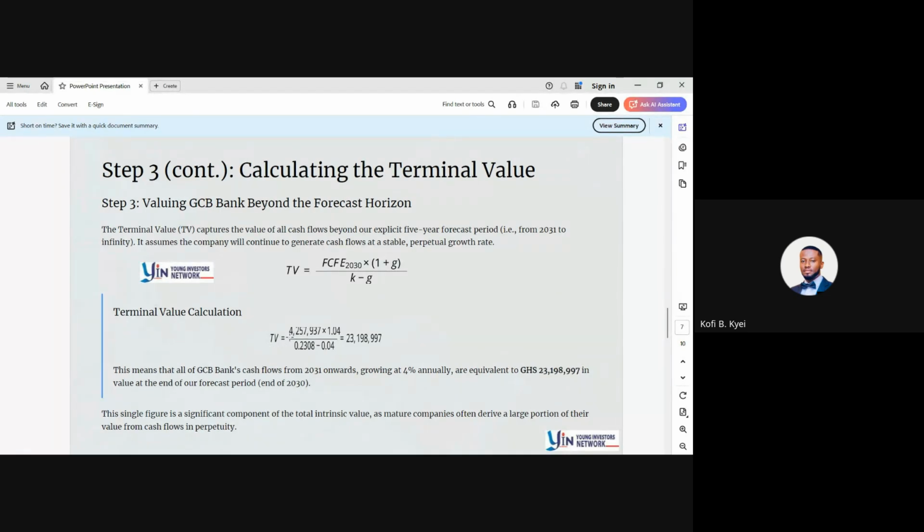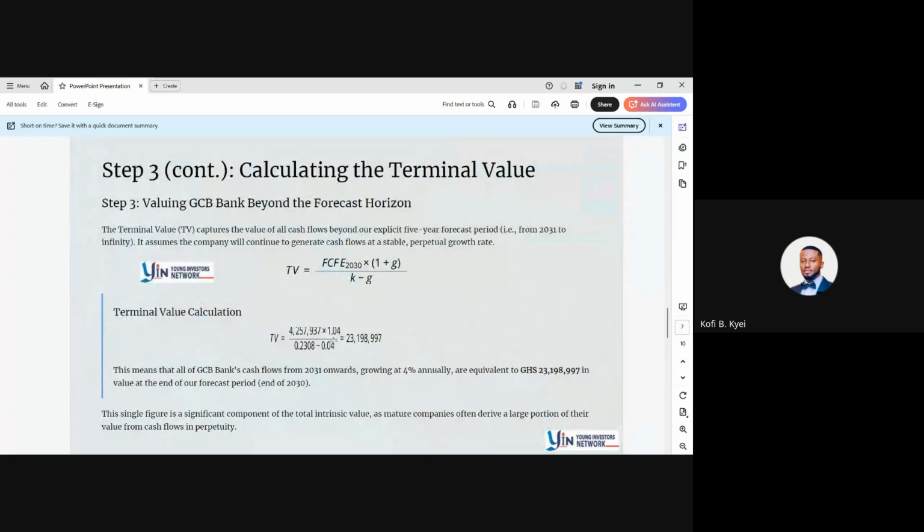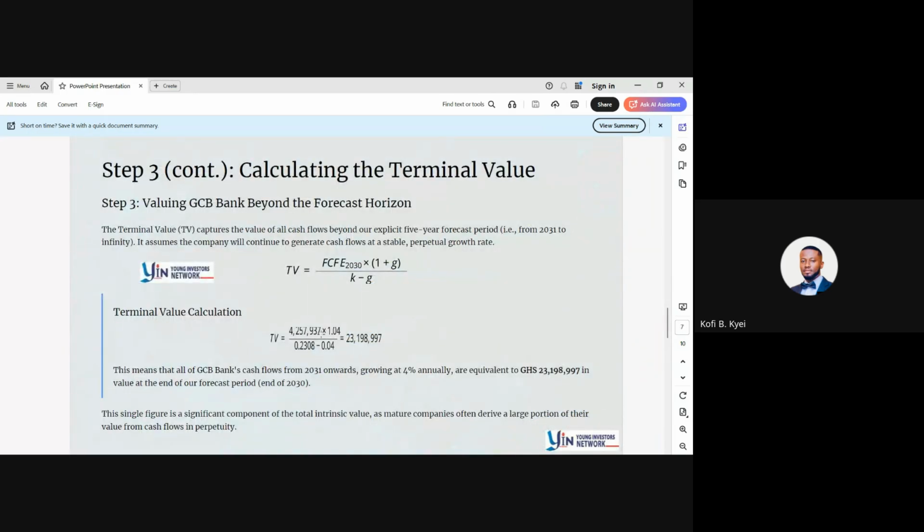So, back to the calculation. The FCFE as at 2030 was 4,257,937. Let's verify. The FCFE as at 2030. So that's the figure we have here. 4,257,937. That's it. All right, times 1.04, as you saw here, over the cost of equity minus the growth rate. This is the formula for it. Wherever you go, there's a formula for it. So you have to have an idea of how the formula is.